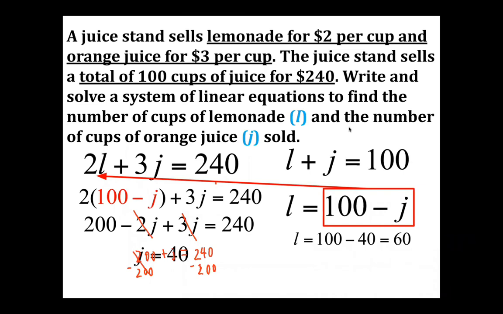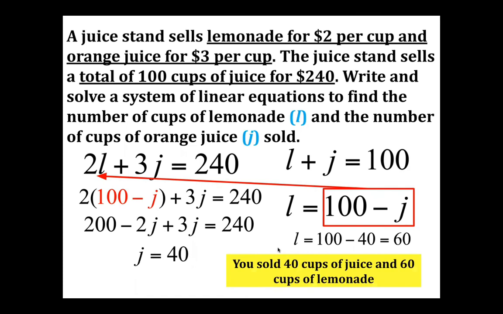Now that you solved for J, you can go ahead and plug in J into one of the original equations so that you can find the number of cups of lemonade that you sold. So again, I'm going to use L equals 100 minus J since this is an original equation. Just rearrange to L, and that would give you L equals 100 minus 40, and that would simplify to L equals 60. So you sold 40 cups of orange juice and 60 cups of lemonade.